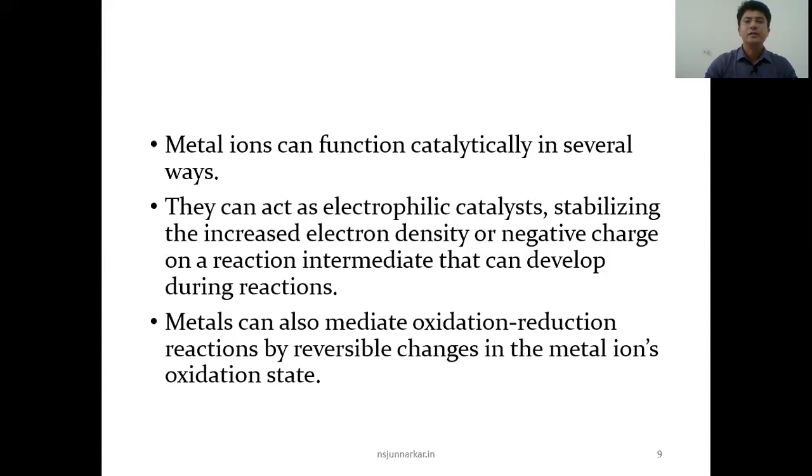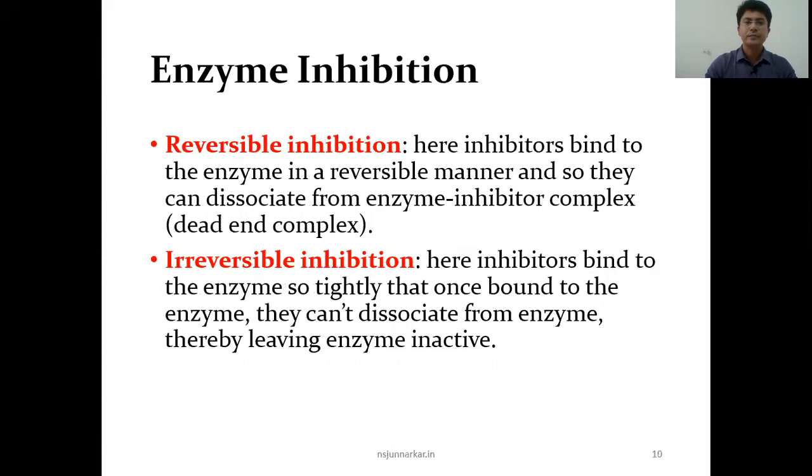Metal ions can function catalytically in several ways. They can act as electrophilic catalysts, stabilizing the increased electron density or negative charge on a reaction intermediate that can develop during reactions. Metals can also mediate oxidation reduction reactions by reversible changes in the metal ion's oxidation state. So that was about the catalysis.